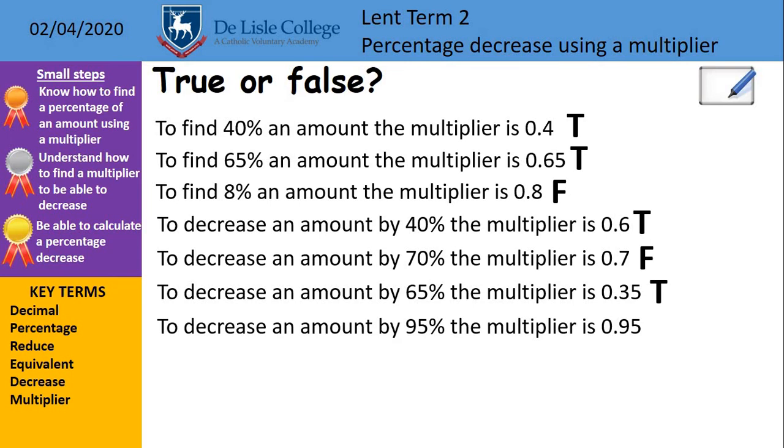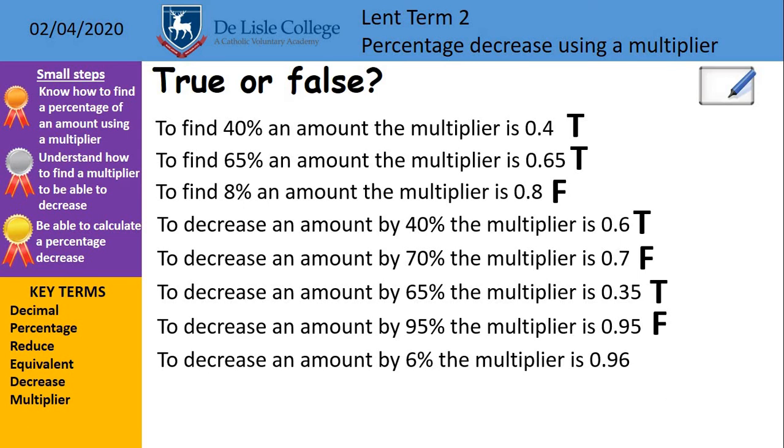To decrease an amount by 95%, the multiplier is 0.95. No, this is false. 100% subtract 95% is 5%. And 5 divided by 100 would be 0.05. So the decimal multiplier here would be 0.05. If we were multiplying by 0.95, hopefully you could see that this would be a decrease of just 5%.